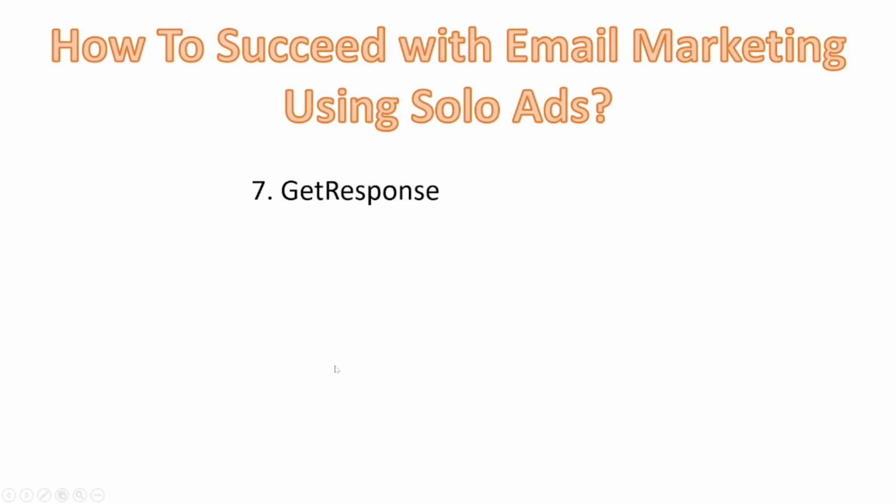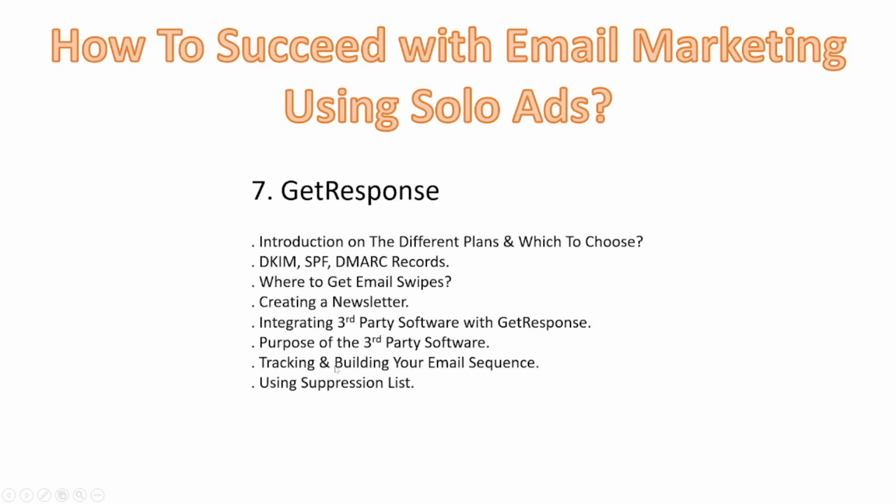The next thing we'll talk about is GetResponse: an introduction to the different plans of GetResponse and which one to choose, based on my humble opinion. What is DKIM, SPF, DMARC records, how to enter all these records into your GetResponse, where to get email swipes, creating a newsletter within GetResponse, how we integrate the third-party software that I mentioned just now with GetResponse, the purpose of the third-party software, tracking and building your email sequence, and how to use the suppression list within GetResponse and why it is important to do so.